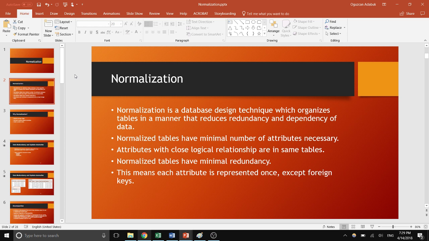And normalized tables also have minimal redundancy. We're not repeating the data. This is one of the primary goals of the normalization process. And this means that each attribute is represented once, with an exception, which is the foreign keys to connect tables to each other.